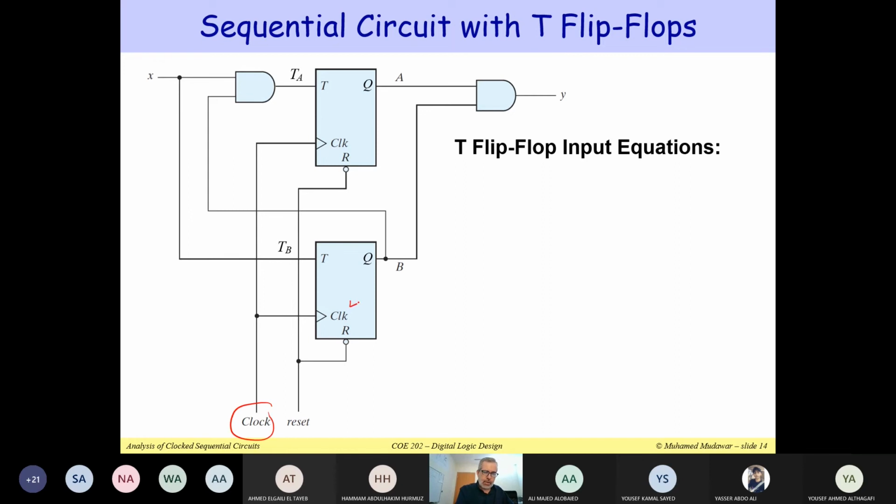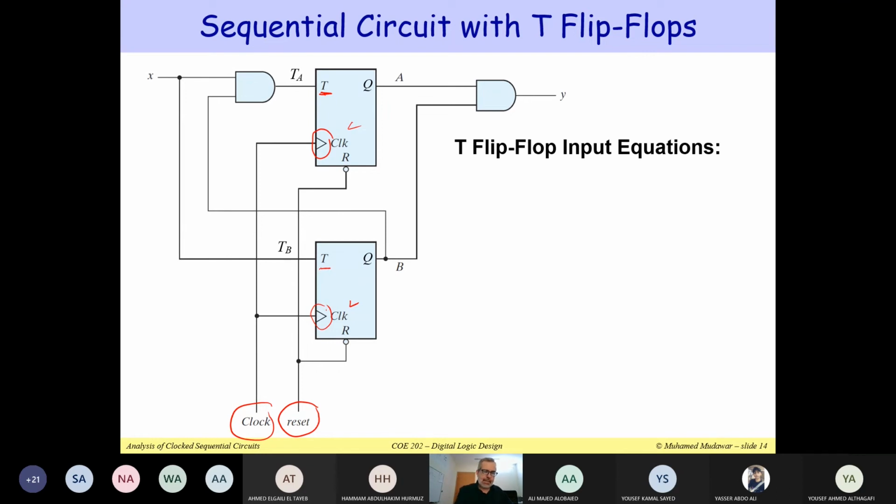It's connected to the clock of both flip-flops. Notice the arrowhead indicating that these are flip-flops. Notice the T input indicating the type of the flip-flop. There is also a reset. Now that's interesting, is that you can actually reset both flip-flops.